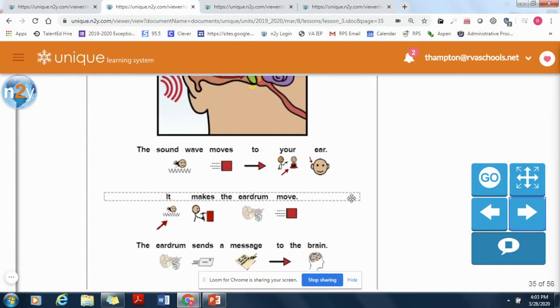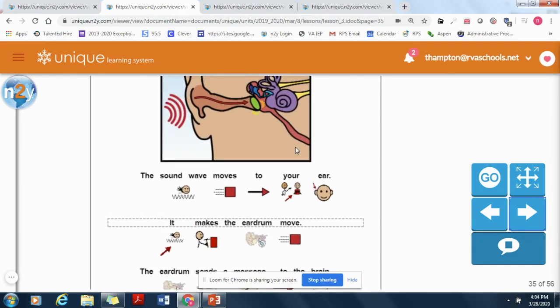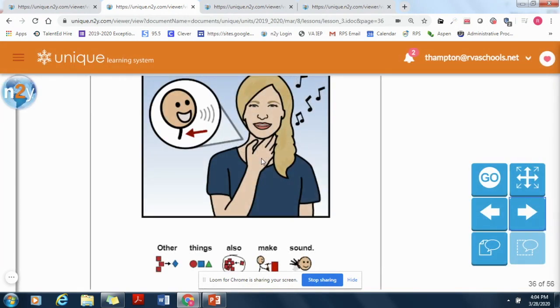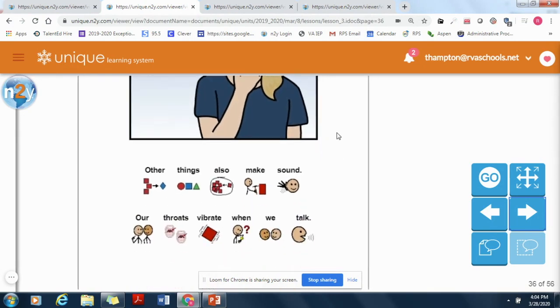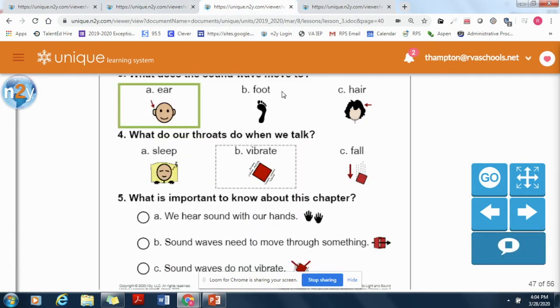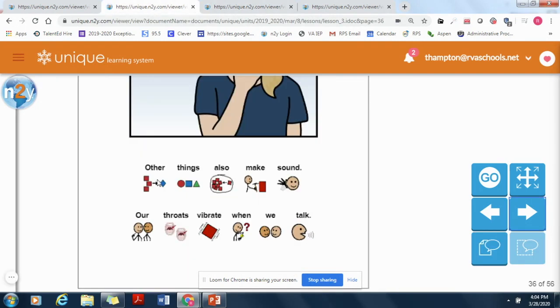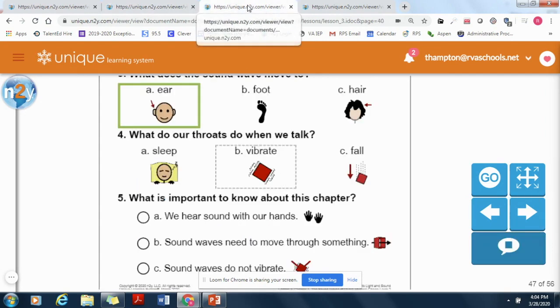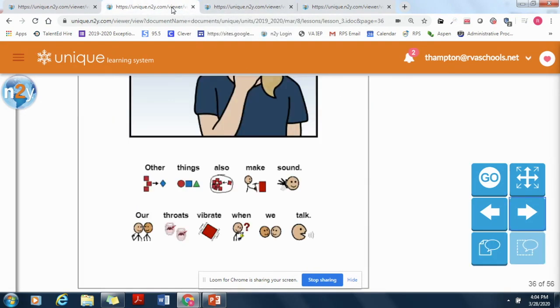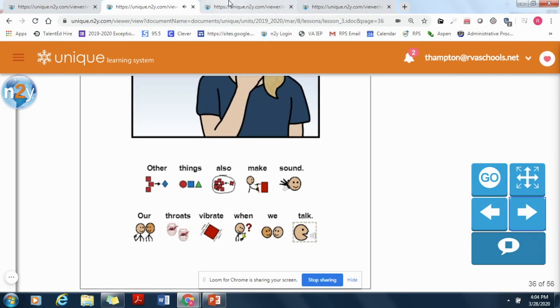How are we going to use our pictures to help us? Here we have the picture of the ear. That was helpful. And here the young lady is holding what? She's holding her throat. So let's go to that page and see if we find our answer to the question, what do our throats do when we talk? Other things also make sound. Our throats vibrate when we talk.